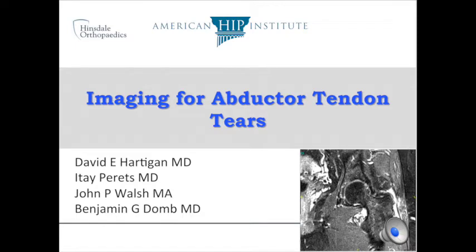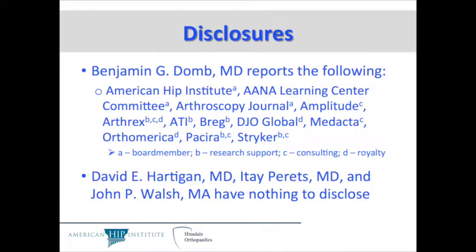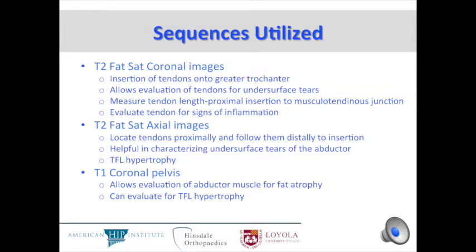This is a technique guide video for imaging of abductor tendon tears using MRI. Sequences utilized include T2 fat saturation coronal images. This is good for visualizing the insertion of the tendons onto the greater trochanter.